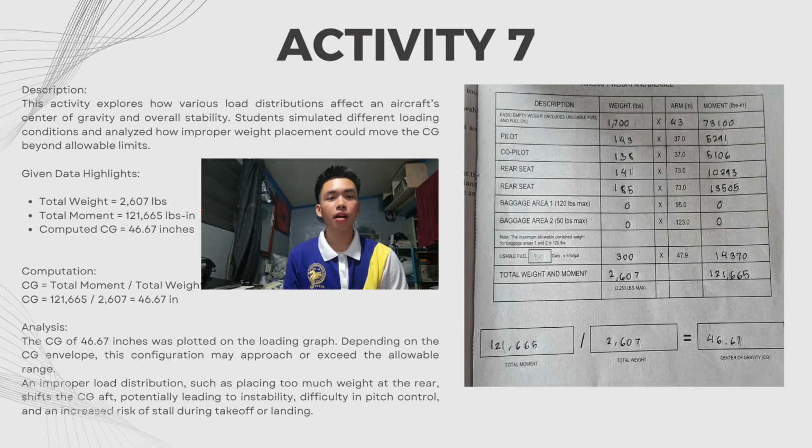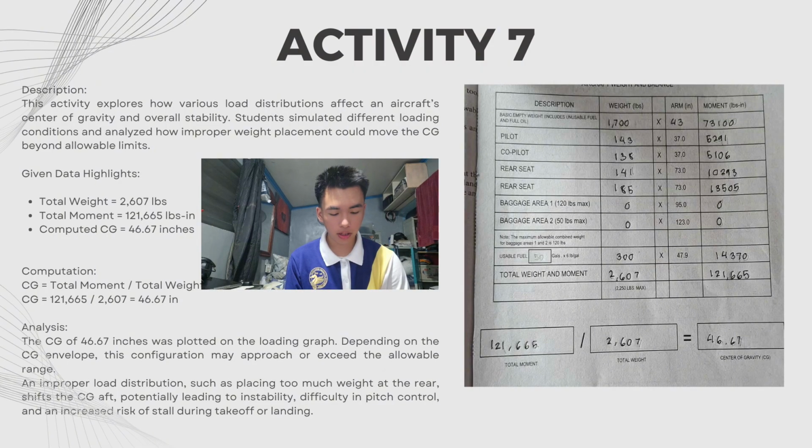The aircraft weight and balance table lists all the weight in the airplane and helps calculate the center of gravity. Each item, such as the pilot, co-pilot, passengers, and baggage, affects the aircraft balance and stability. Understanding how each weight contributes ensures that the aircraft remains within the safe operating limits.